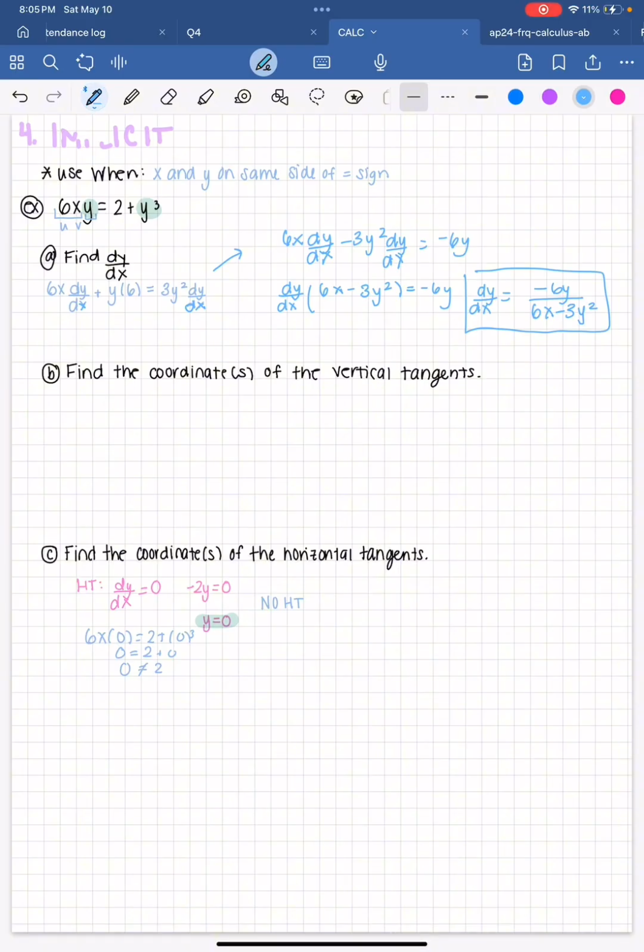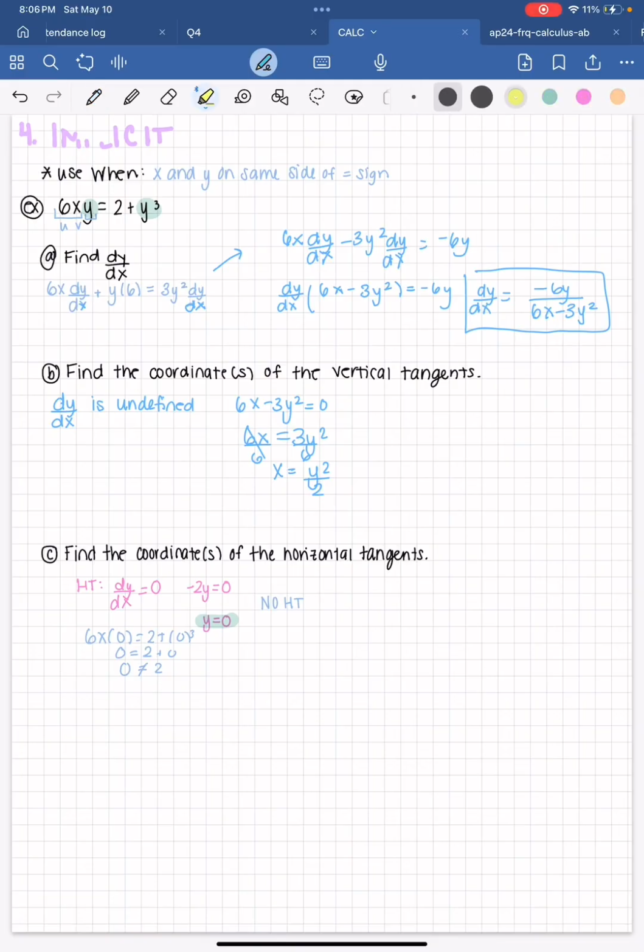All right, so now vertical tangent. So vertical tangent is when dy dx is undefined. So I'm going to take the denominator and set it equal to 0. You want to solve for the variable that's easiest, and I would suggest to not worry. You don't want to have to deal with square roots. So if I do that, I'm going to get 6x equals 3y squared. Divide by 6. X is y squared over 2.